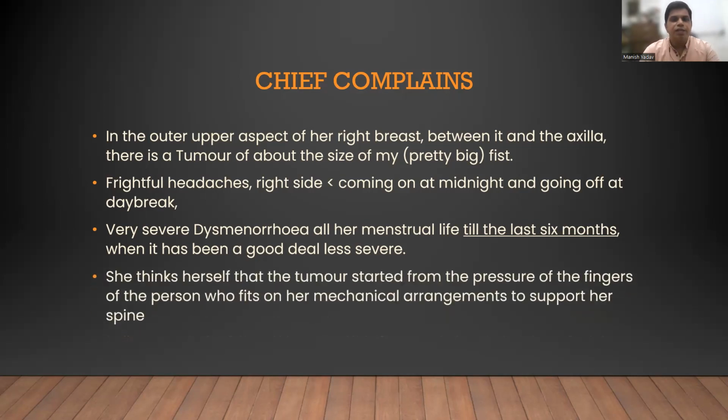She thinks herself that the tumor started, now this is what the patient said, from the pressure of the fingers of the person who fits her mechanical arrangement of the support. So the instrument that she fits on the spine requires some pushing. So the lady says maybe it is because of the person who is fitting, the pressure of the fingers comes on the chest and the breast sometimes. This could be an injury component, could be an empty speculation.